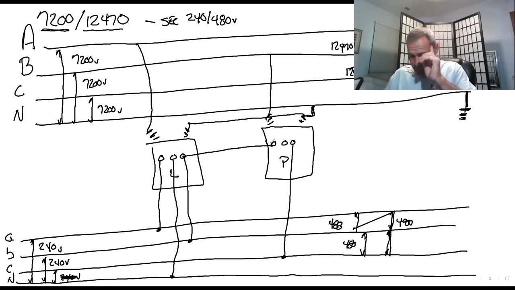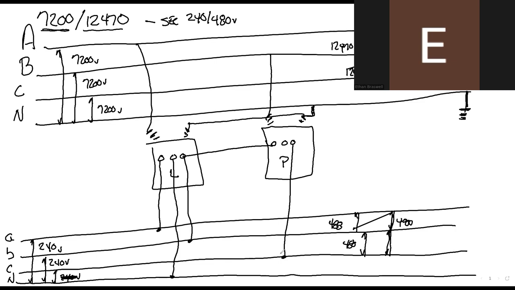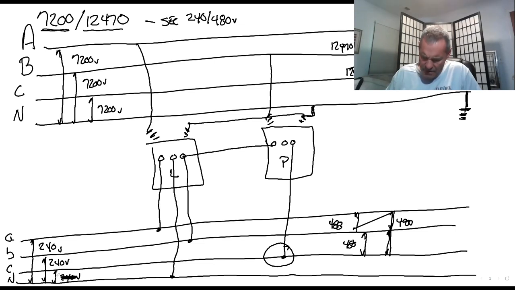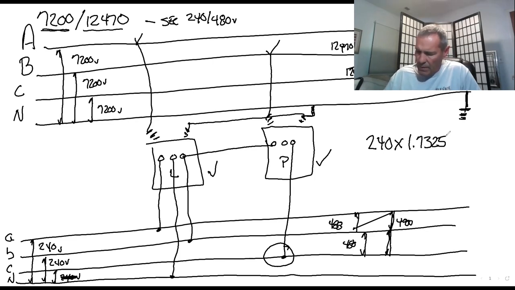My wiring's complete, but I still need to figure down here, C is my power leg. It's not going to be 240 phase to neutral right here because I'm using the lighting transformer windings and the power transformer windings of two separate primary phases. So if anybody's got a calculator handy, it's 240, that's my phase to ground voltage, times 1.7325. That should be 416. Yes. Okay.